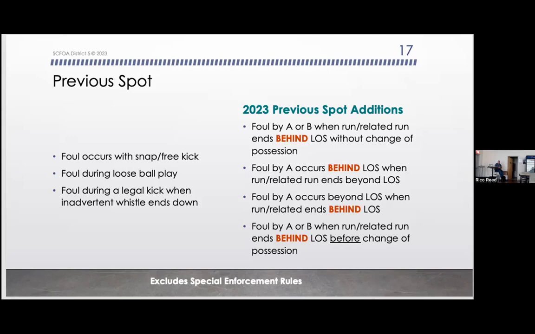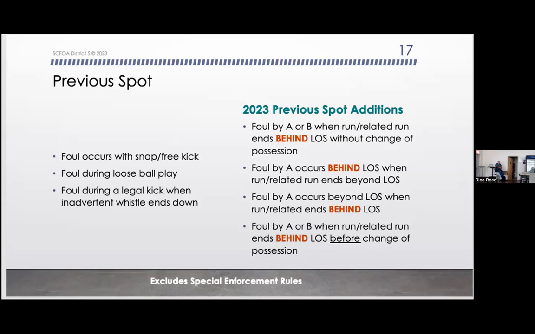A foul by A, which occurs behind the line of scrimmage when the run ends beyond the line of scrimmage. A foul by A, which occurs beyond the line of scrimmage when the run ends behind the line of scrimmage. And a foul by A or B when the run ends behind the line of scrimmage before change of possession.